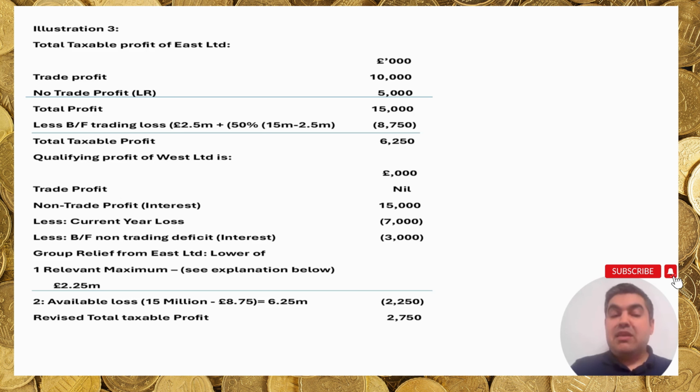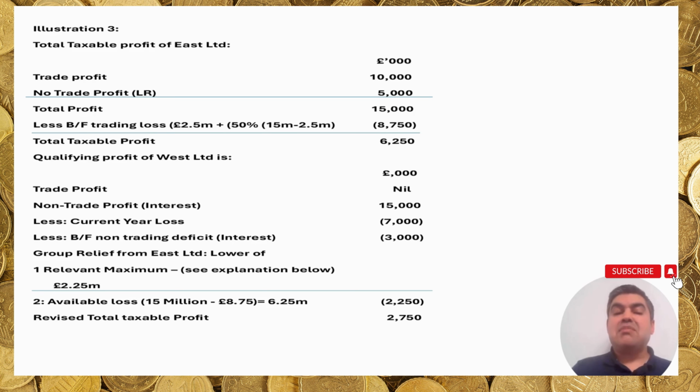Now it comes to West Limited. Remember, West has a trading loss of 7 million, so there's no trade profit. They have non-trade profit, which is interest income, of 15 million. Before making any loss relief claim, they will use their current year losses of 7 million. If you look at the previous slide, after that, less brought forward non-trading deficit interest of 3 million. They can use this one as well. And the rest they can ask for group relief from East Limited.